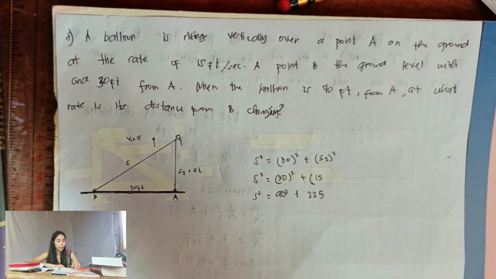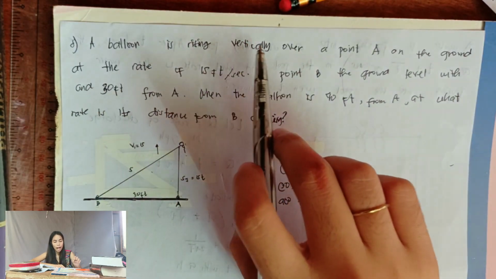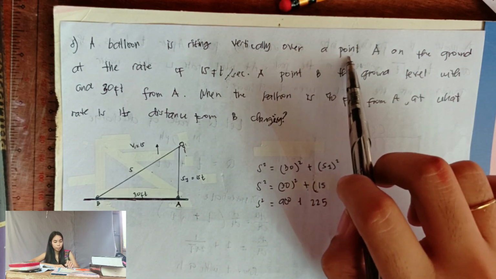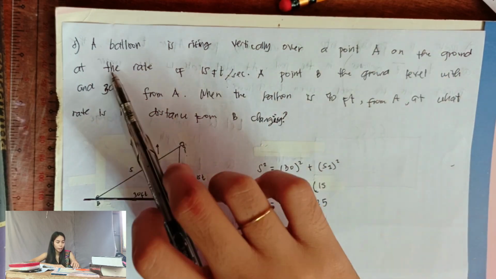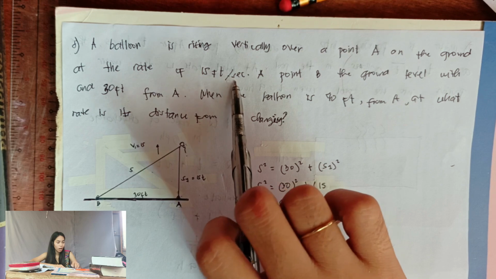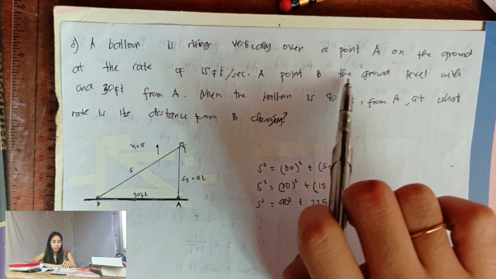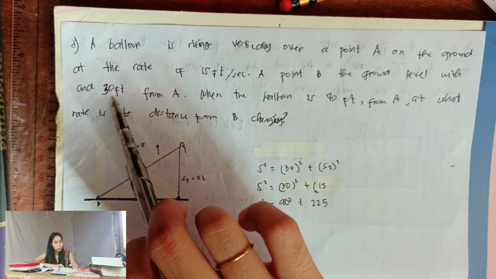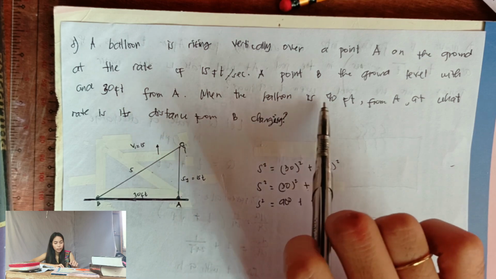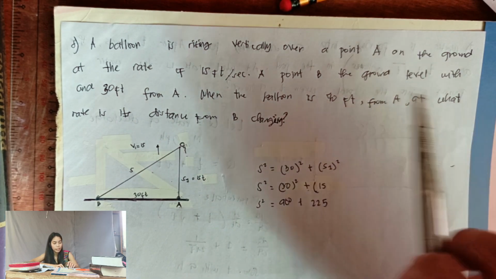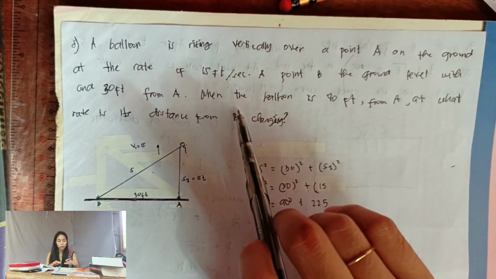So next problem. A balloon is rising vertically over a point A on the ground at the rate of 15 feet per second. A point B, the ground level, is 30 feet from A. When the balloon is 40 feet from A, at what rate is its distance from B changing?